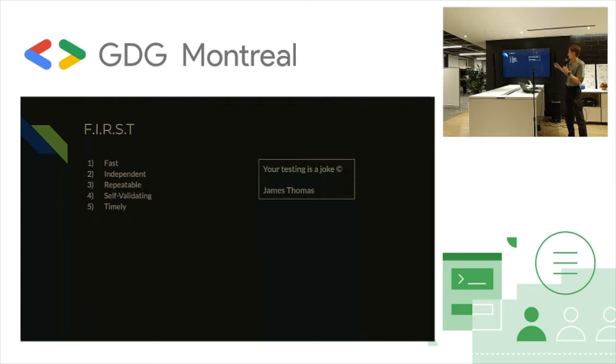Timely. Your tests make sense when they are in place at the required time. In the perfect world and with a perfect test-driven approach, your tests are here just before the code is written.